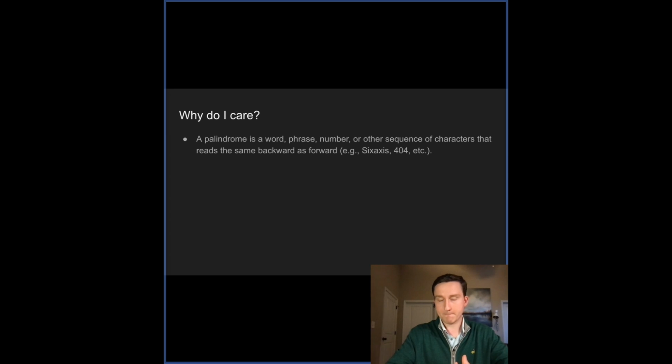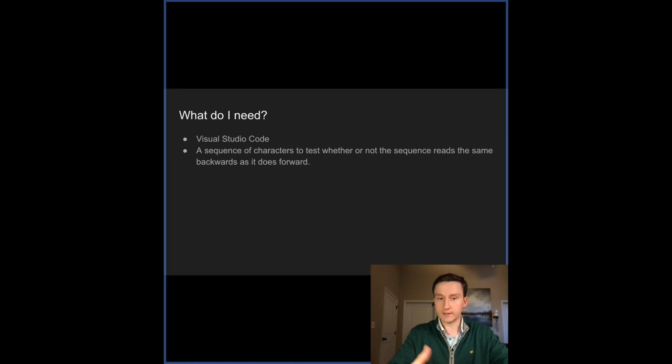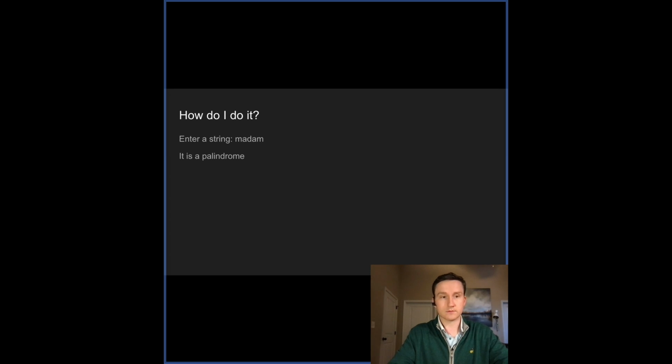Why do I care? A palindrome is a word, phrase, number, or a sequence of characters that reads the same backwards as forwards. For example, 6-axis, 404, etc. What do I need? Visual Studio Code, a sequence of characters to test whether or not the sequence reads the same backwards as it does forward. How do I do it?